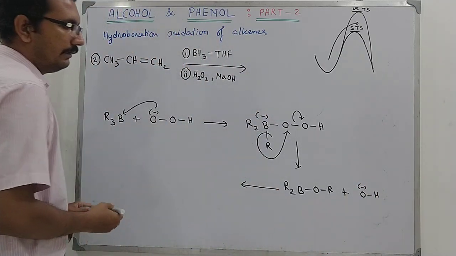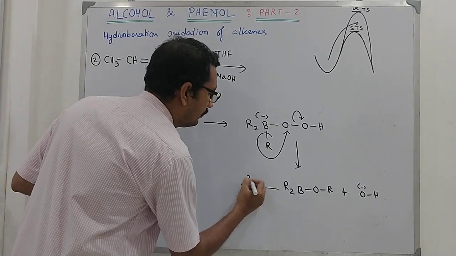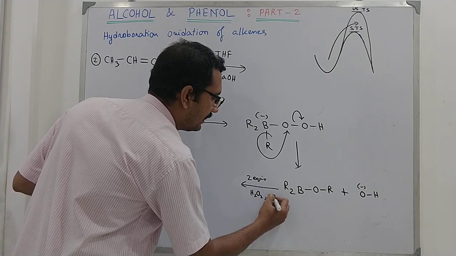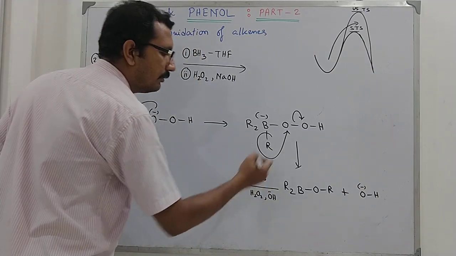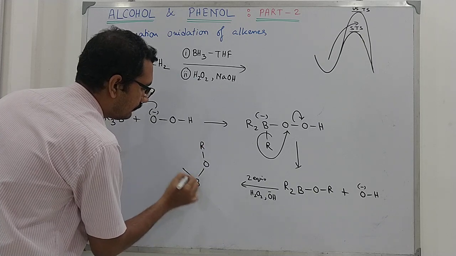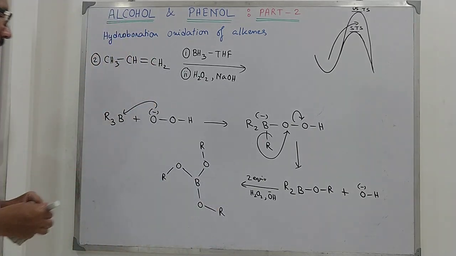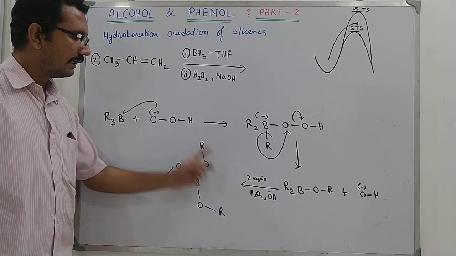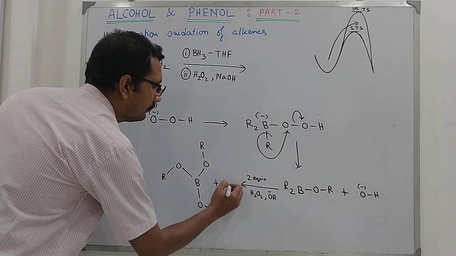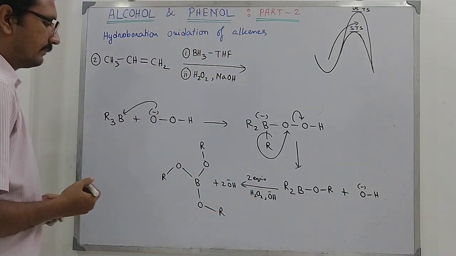Now see, there are 2 more alkyl groups here. So if we allow 2 more equivalents of H2O2 and OH minus, the reaction will be repeated twice, and we will have this trialkyl borate, that is the inorganic ester. Also we will have 2 OH minus. So in total we will have 3 OH minus.